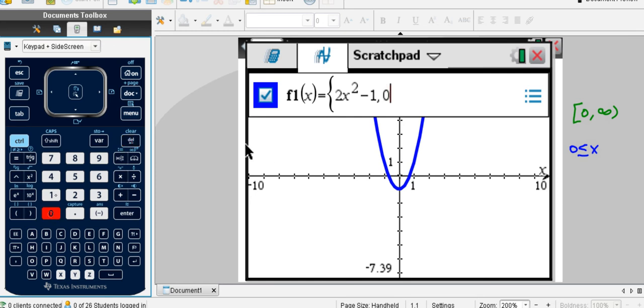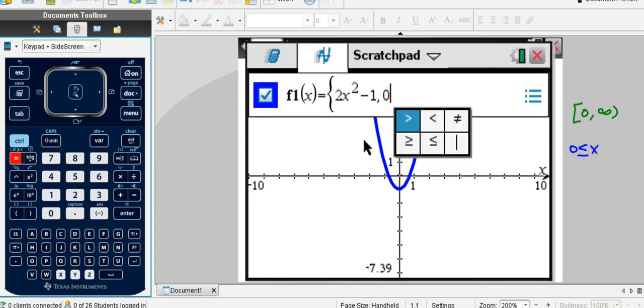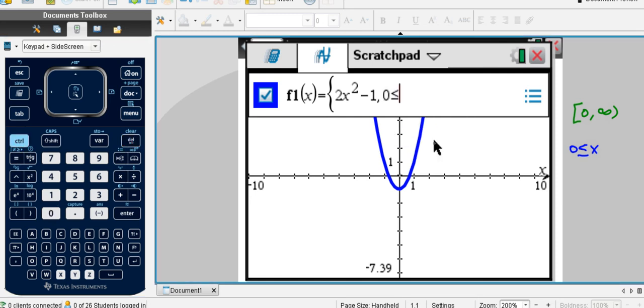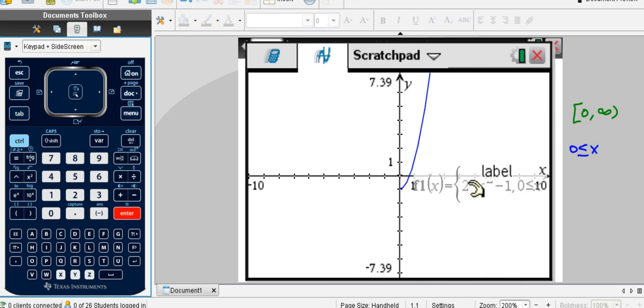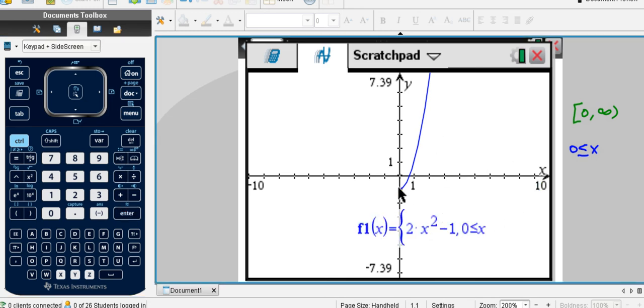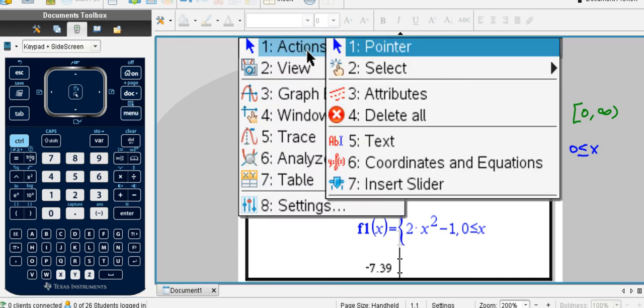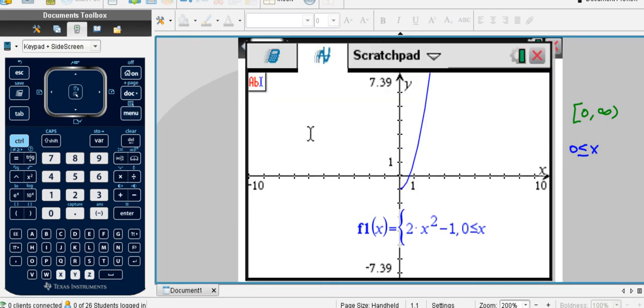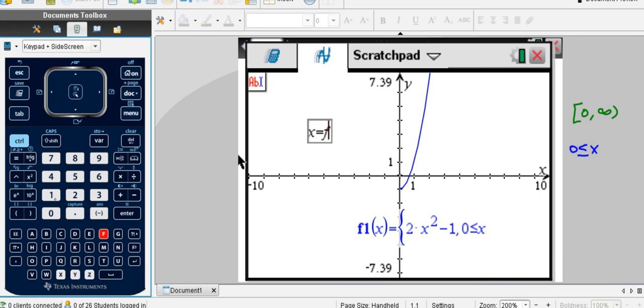So 0, control equals is where you get these inequalities, 0 is less than or equal to x. Now when I press enter, you'll see this part of the graph will disappear. This part will stay. There it is. So that's the function with its restricted domain. To find the inverse, what you can always do is press menu, actions, text. And you're going to type in x equals f inverse of y.